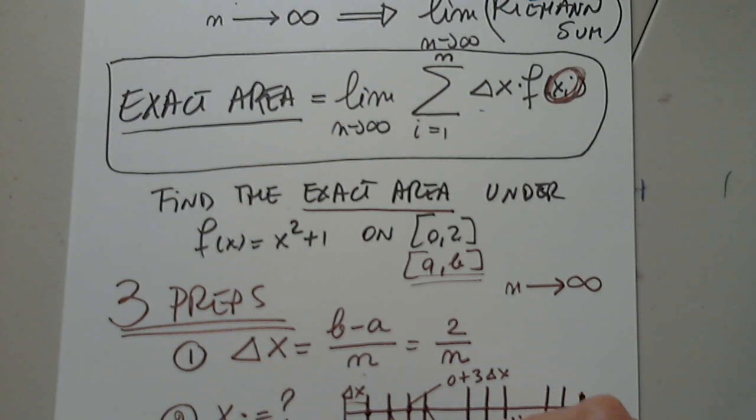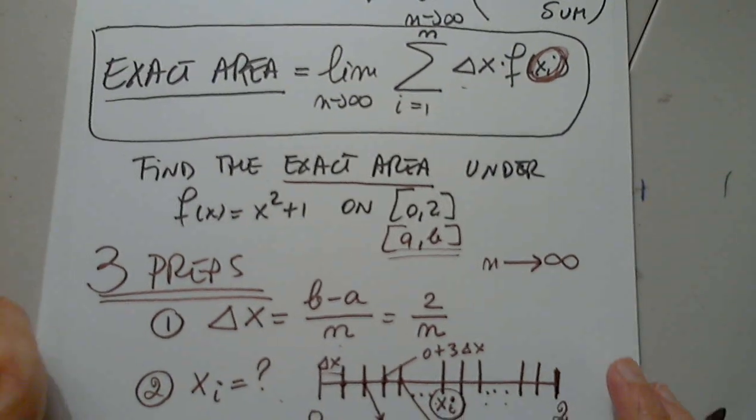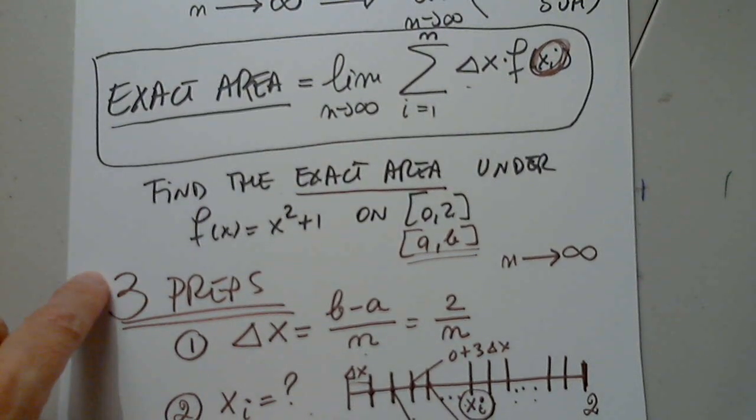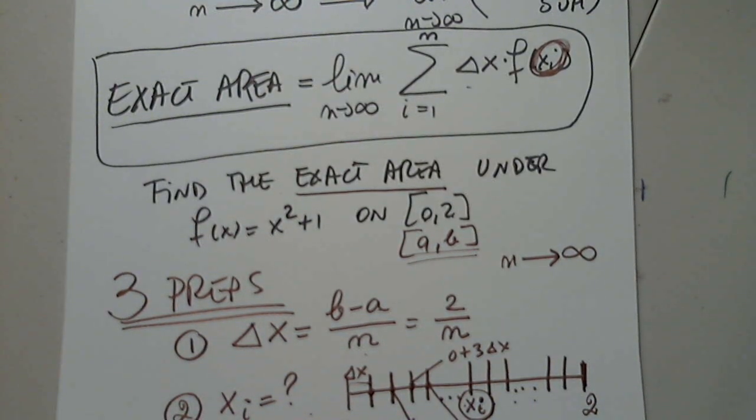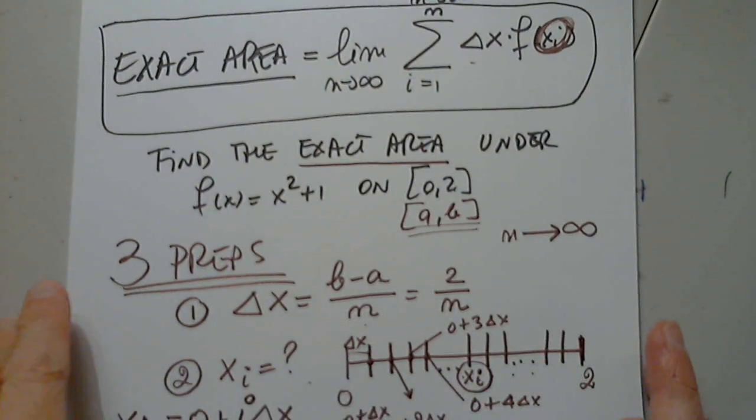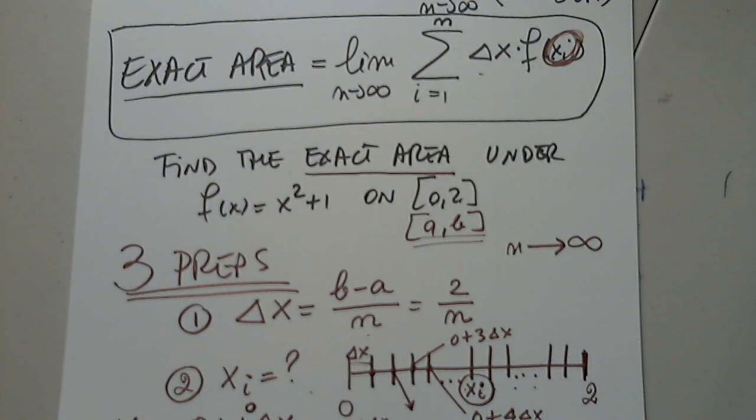So xi, anywhere, if the first one is 0 plus delta x, the second one is 0 plus 2 delta x, the next one is 0 plus 3, the next one is 0 plus 4, what do you think xi will equal to? 0 plus how many delta x's? Infinity. One more time. Or i. No, it's a lot. And paying attention is not easy here. So let's do this one more time.